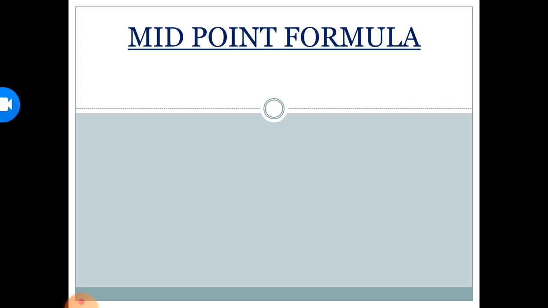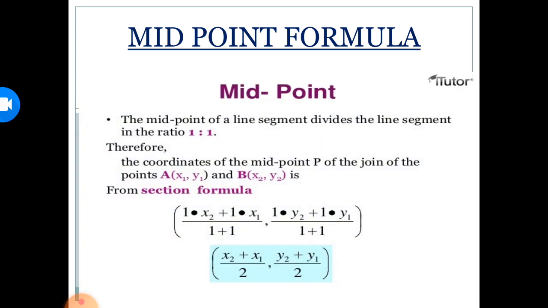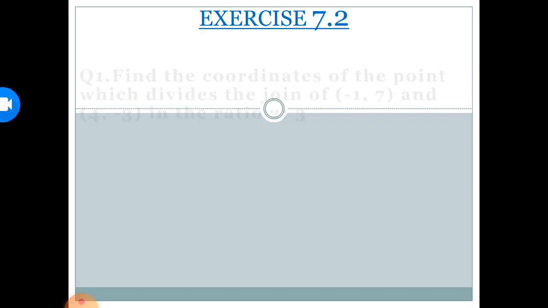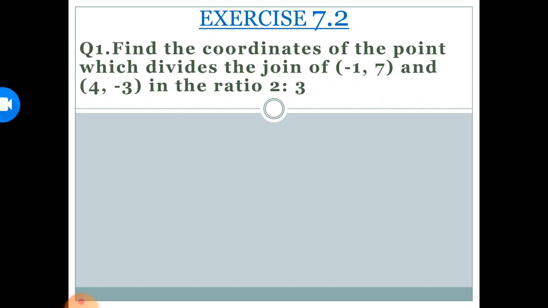Now there is an application for section formula. What will happen if P is the midpoint of the line segment joining A and B? So in that case, ratio M1 is to M2 will be 1 is to 1. So the formula becomes ((x1 + x2) by 2, (y1 + y2) by 2). This is known as the midpoint formula, and this formula is used when the questions are related to midpoint of a line segment AB. Now we do some questions based on these two formulas, section formula and midpoint formula.